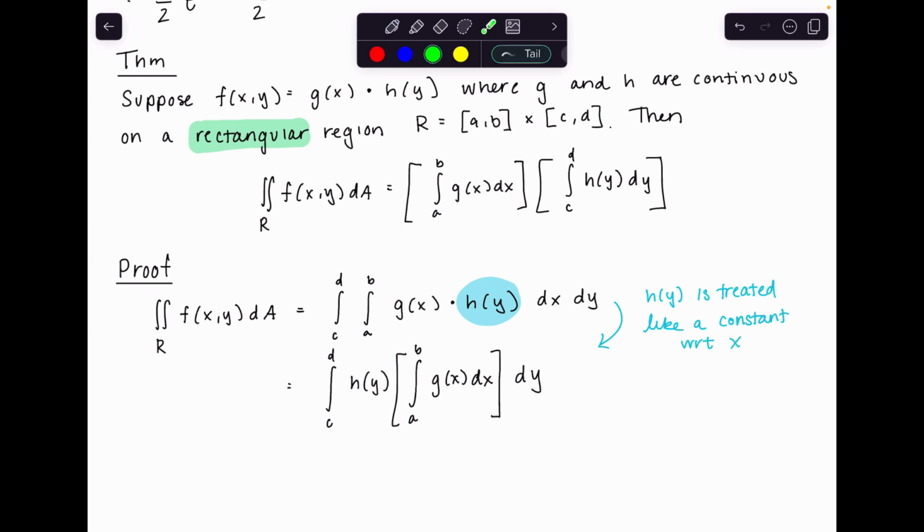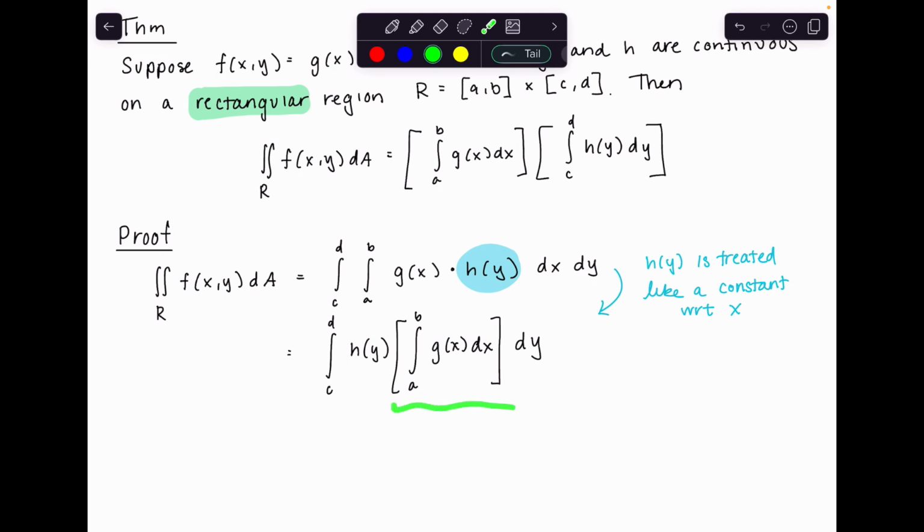Well, then in the same manner, this is just going to be a number. It's representing the area under the curve g from a to b. So you can take this whole thing and pop it out front of this integral. So this becomes this first integral times the second.